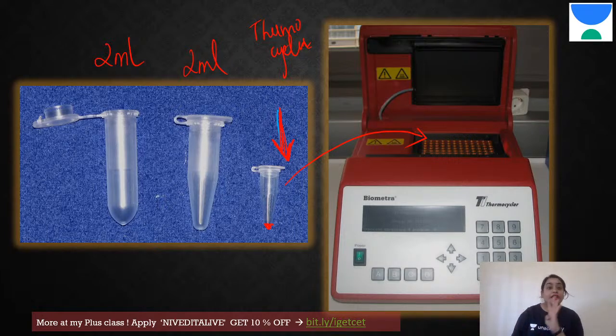After the final product, I said there are 4 steps. The last step is cooling. So after the 30 cycles are done, we put it into a cooling cycle. At 4 degrees Celsius, it will stay, so that we can remove our product whenever we want. Okay, so that is how PCR works.